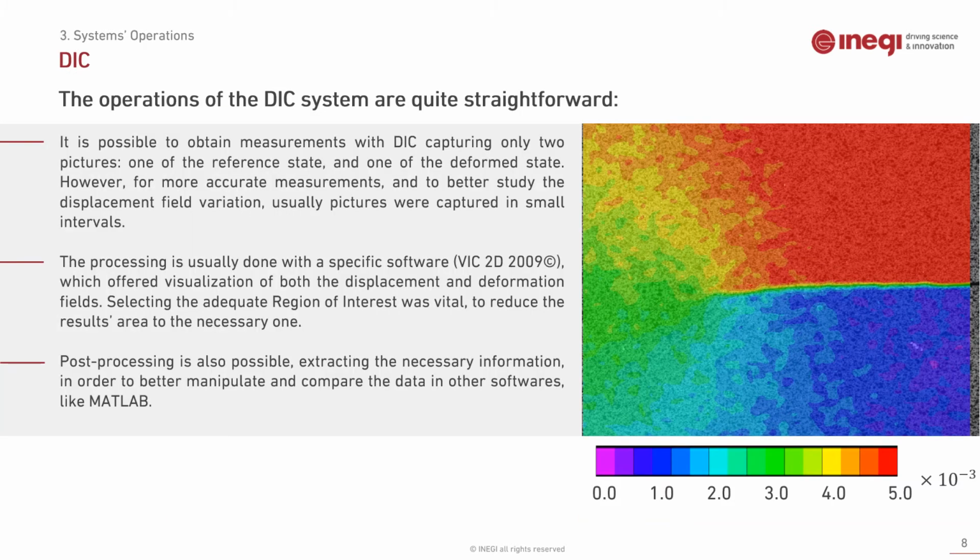Beginning now the study of the system's operations, the first analyzed system is DIC. The DIC operations are quite simple. At its core, only a picture of the reference state and the deformed state is necessary. For the experimental purposes, several pictures were captured at intermediary loads. All the processing was done utilizing a software, VIC-2D 2009, which calculated both displacement and deformation fields. Post-processing was also enabled by this software, which allowed the exportation of the obtained data.